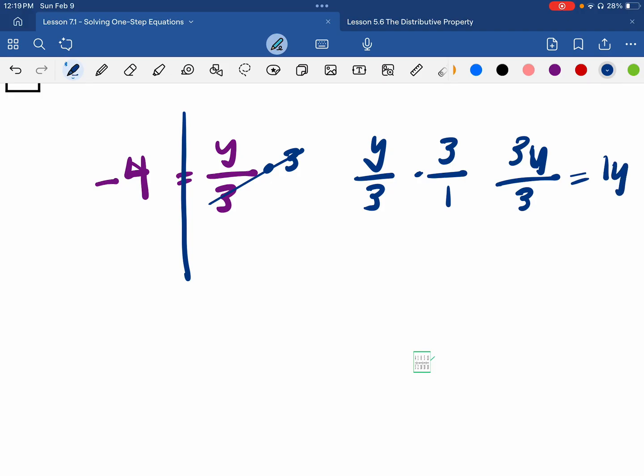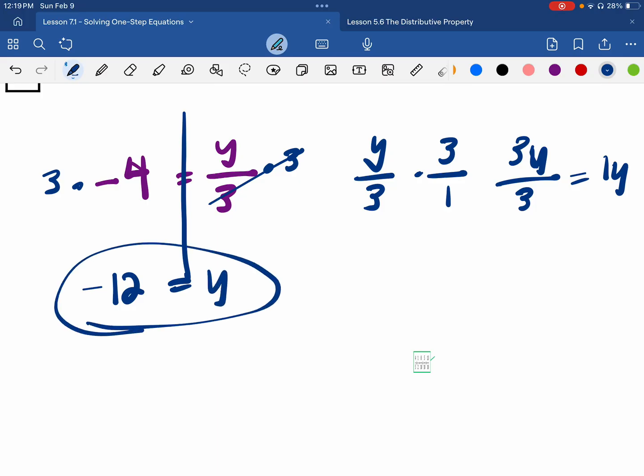And we all know that the 1 is invisible, so you don't have to leave it there. Whatever you do to one side of the equation, you have to do to the other. A negative multiplied by a positive is, hopefully everyone thought in their heads, negative. So 3 times a -4 is a -12, and that is equal to y. I know this seems tricky. I know this seems complicated.